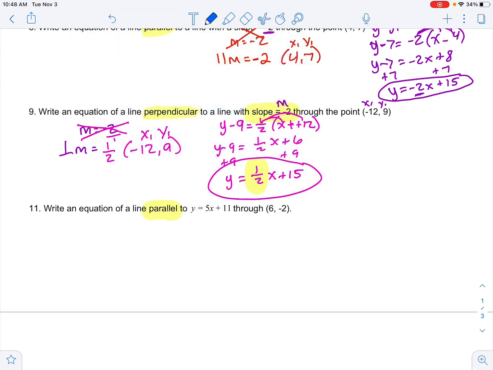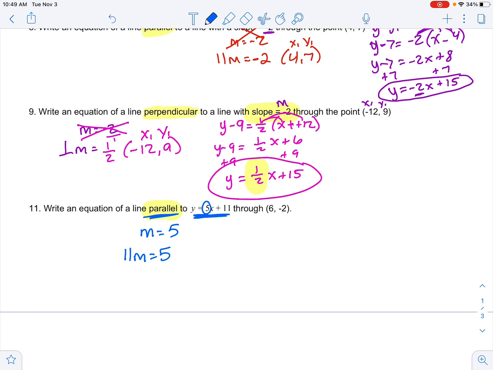Through the point (6, -2). So if I'm parallel to this equation, the first thing I need to do is figure out my slope. My slope is what? The number in front of the x. So my slope is 5. So now I need my parallel slope. Parallel slope equals what? Parallel slope stays exactly the same, so I bring that 5 down.